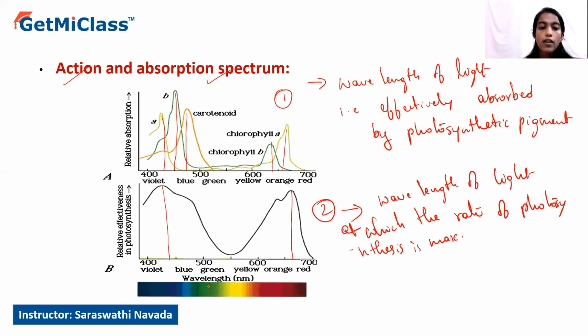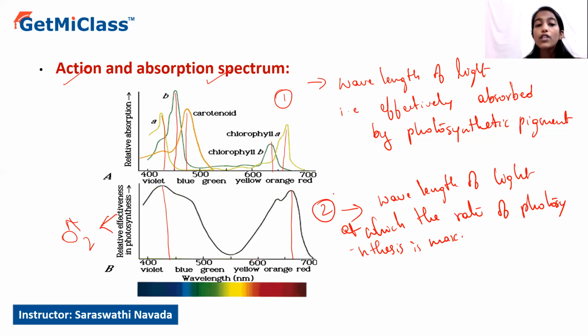Action spectrum can be plotted by plotting the wavelength of light against the relative effectiveness in photosynthesis. In order to measure the relative effectiveness of photosynthesis, generally the amount of oxygen evolved is determined in order to determine the rate of photosynthesis. So that is regarding the action as well as the absorption spectrum.